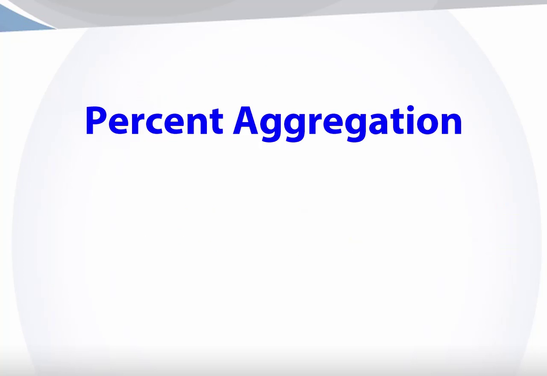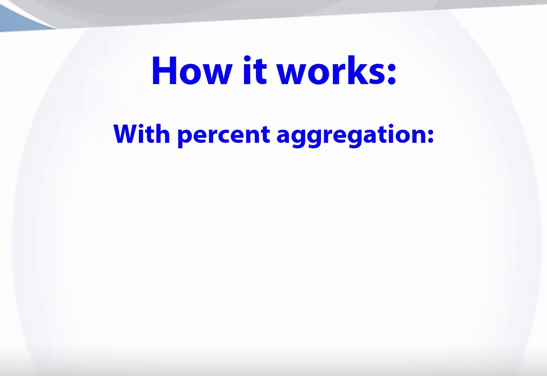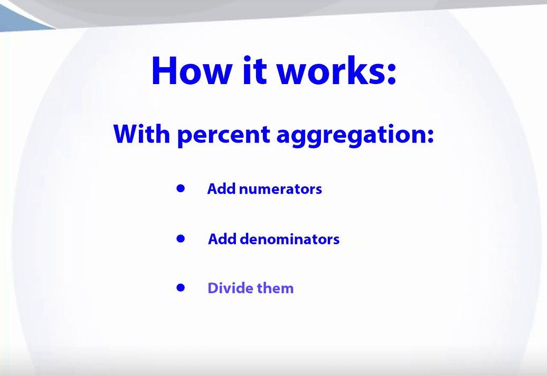PMF makes it easy to make sure those percents add up correctly using its ability to do percent and ratio aggregation. Percent and ratio aggregation first separate the numerator and denominator components for each individual measure. At extraction time, it adds them up separately and then divides them. This results in numbers that are accurate and properly weighted.